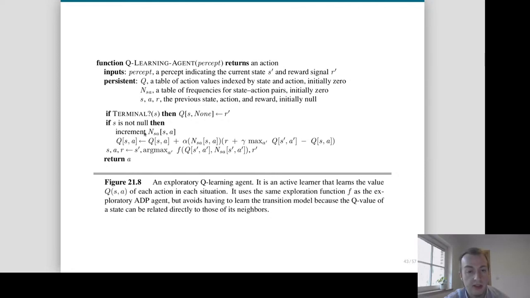So this may seem very easy, but in this very short pseudocode, what you arrive at is an agent which is capable of making decisions in an unknown environment, even though this environment could also be stochastic. Eventually, this very simple pseudocode will lead to an optimal agent.